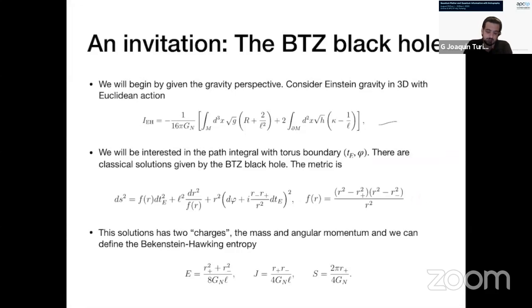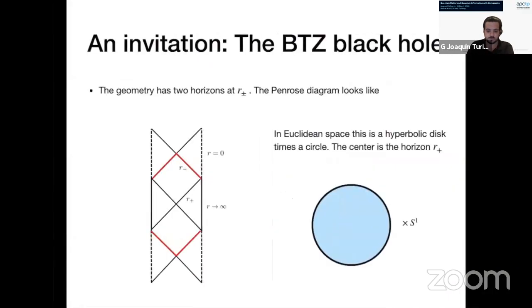Black holes are given by this metric. This is the metric of the BTZ black hole parameterized by r plus and r minus. This I wrote in Euclidean time. And the energy, angular momentum, and Bekenstein-Hawking entropy are given by these 3 formulas in terms of r plus and r minus. So the geometry has 2 horizons. This is the outer horizon, and these are the inner horizons. And in Euclidean space, this is just a hyperbolic disk times a spatial circle. And the center of the disk is the outer horizon.